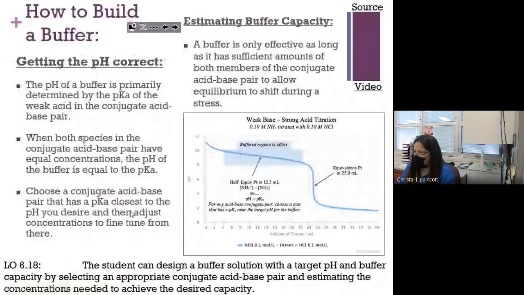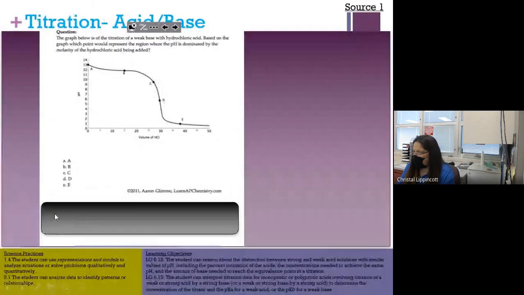I don't know why they don't show the answer on here, but you're supposed to be able to click this and have the answer show up. So yes, E would be the correct answer. That's where the hydrochloric acid will be dominant. We know that because that would have a low pH.